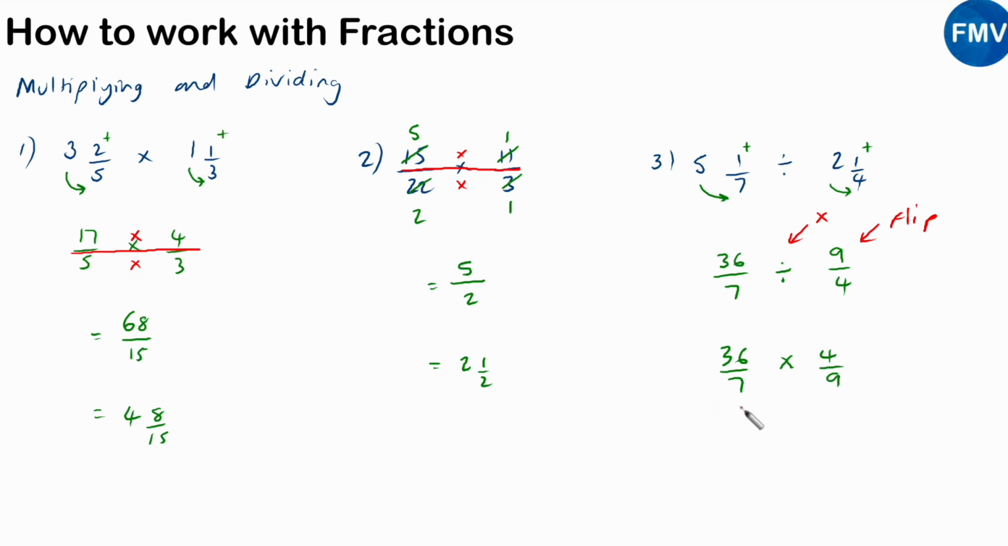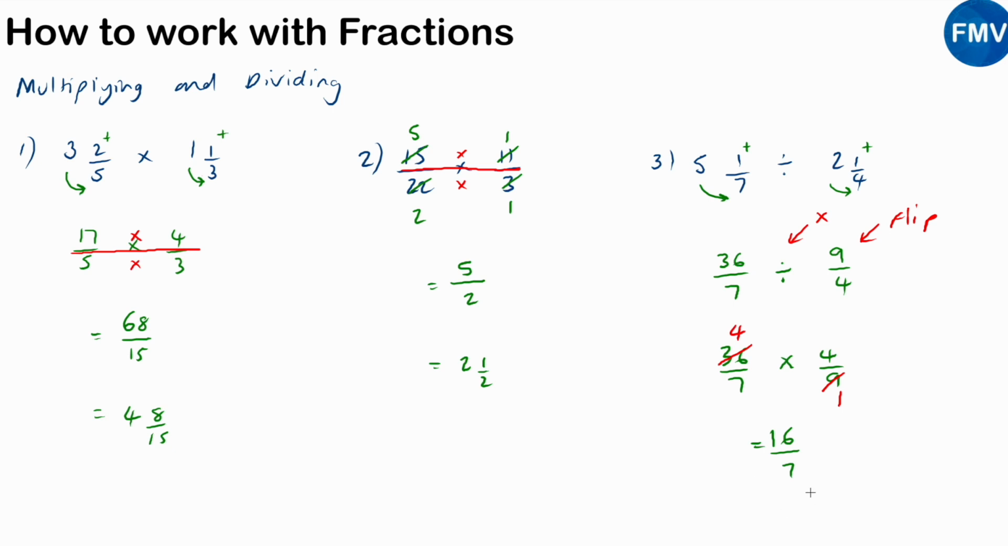Now before we go any further, we look and say, can we cross cancel? So are any of these multiples of each other? Well, looking across, 9 goes into both 9 and 36. We can't do anything with these two, so we leave those two alone. So we say, well, 9 goes into 36 4 times and 9 goes into 9 once. So now we've got 4 times 4, which is 16, divided by 7 times 1, which is 7.